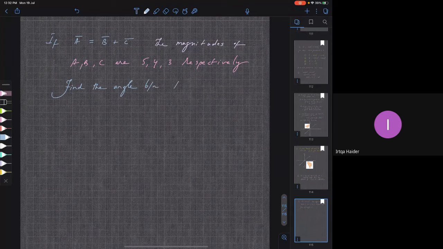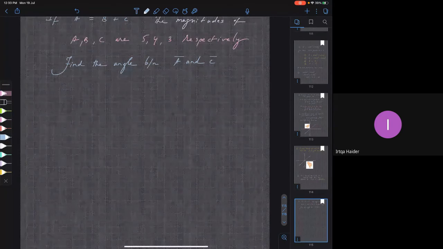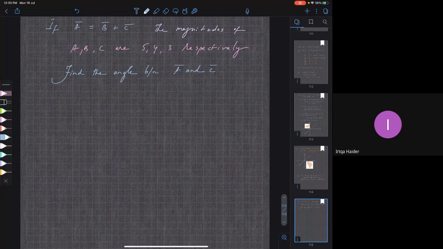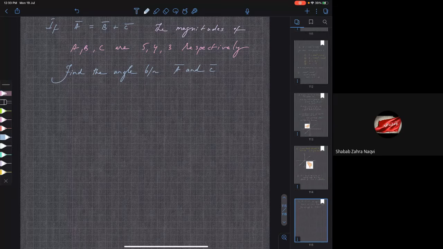Between A and C. You might have recognized that there is a right angle somewhere, but it is not 90. Let me just tell you. This is B bar. What is B bar? 4, right? And what is C bar? 3. So what is A bar? 5. You have to recognize this. I hope you recognize this.